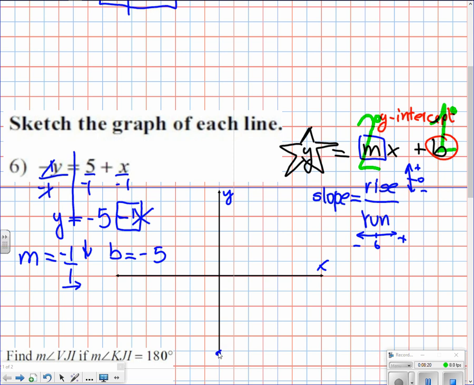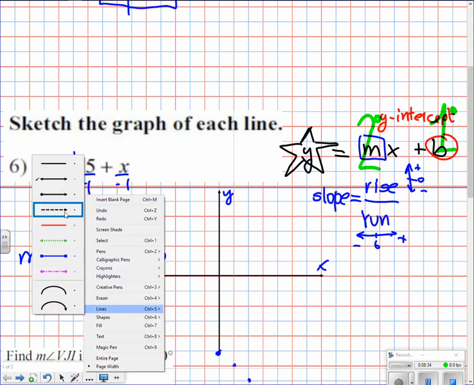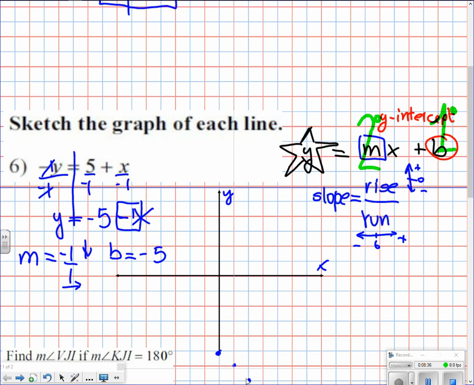Now from here, I'm gonna go, my right is -1. Go down 1, 1 to the right. Do it again. Down 1, 1 to the right. Now draw a line between those 3 points, and that'll be your answer. And that's it. That's the equation. That's the graph of the line. Okay.